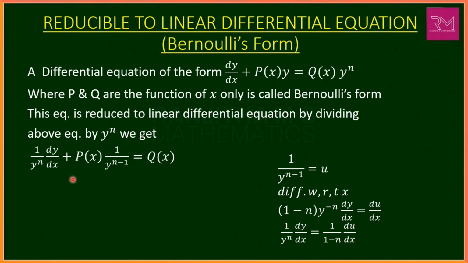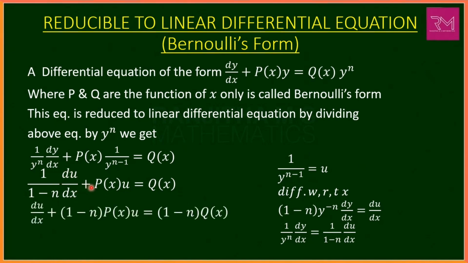Now substituting all these values over here, we get 1 by y power n into dy by dx. In the place of this, we can substitute 1 by 1 minus n into du by dx plus P of x into u, where 1 by y power n minus 1 is u, which is equal to Q of x as it is. Next step, take 1 minus n as LCM and simplify, and we get du by dx plus 1 minus n into P of x into u, which is equal to 1 minus n into Q of x. Here 1 minus n is a constant term, therefore we can write it as du by dx plus P dash of x into u, where 1 minus n into P of x is taken as P dash of x, which is equal to Q dash of x, where 1 minus n into Q of x is taken as Q dash of x.